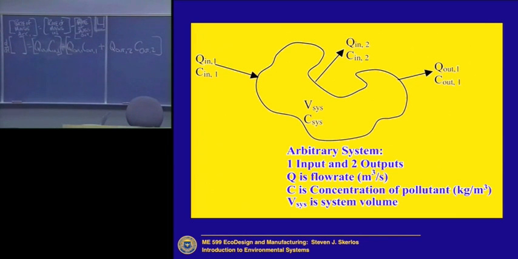So if I multiply the volume times the concentration, remember concentration is mass per volume, I've got mass. And if I take the time derivative of V times C, then I've got the rate of accumulation, mass per time. So I'll just write d/dt of V system, C system. And that would be it.